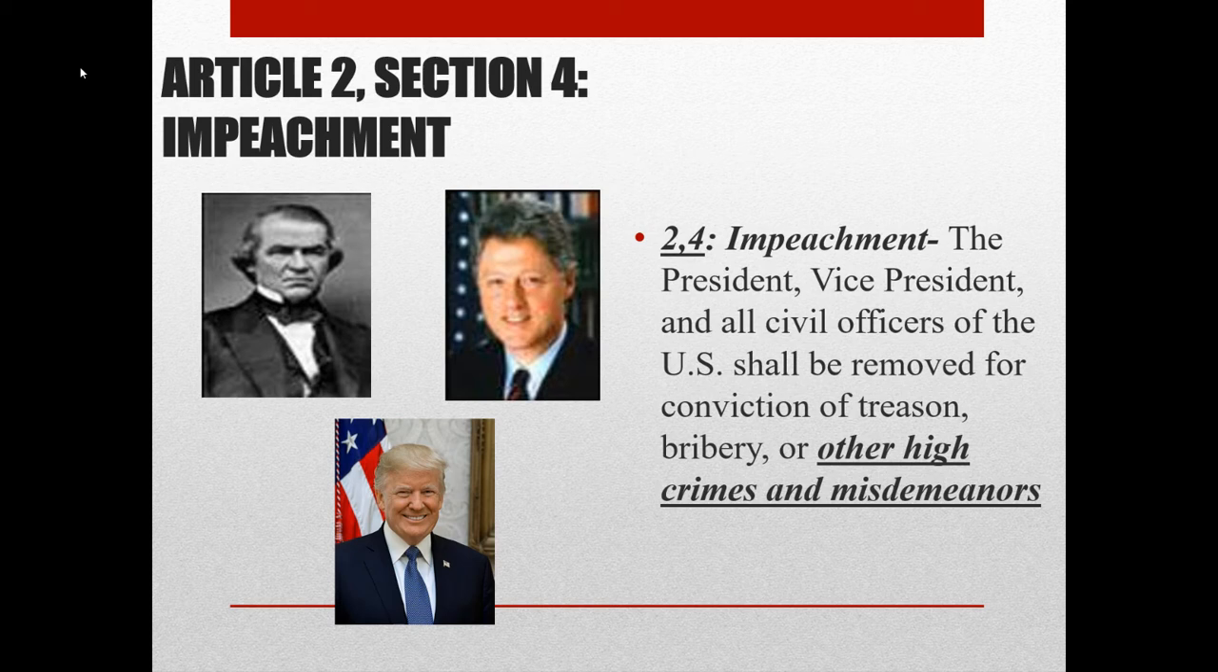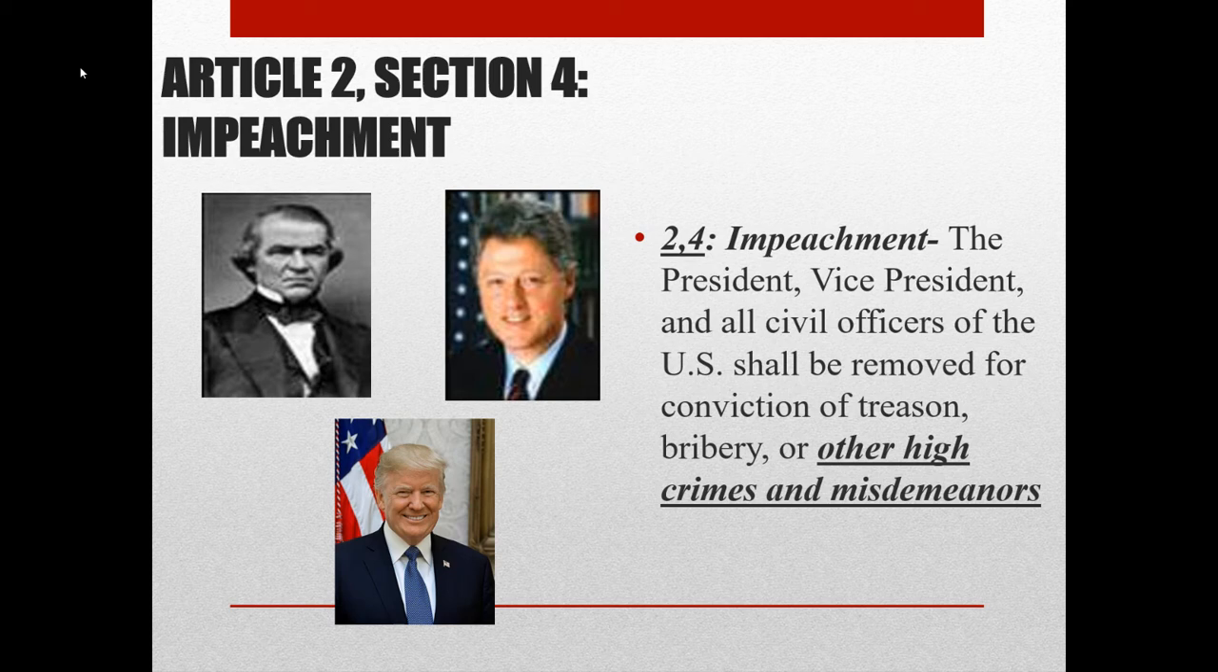This actually spells out in Article 2 what constitutes the impeachment of a president. It says that the president, vice president, and other civil officers of the United States shall be removed if convicted of treason, bribery, other high crimes, and misdemeanors. What I want to point out, and where this has been a sticky point in U.S. history, even recently, is that treason's pretty clear cut, bribery's pretty clear cut, but what do other high crimes and misdemeanors mean? Well, we don't know.